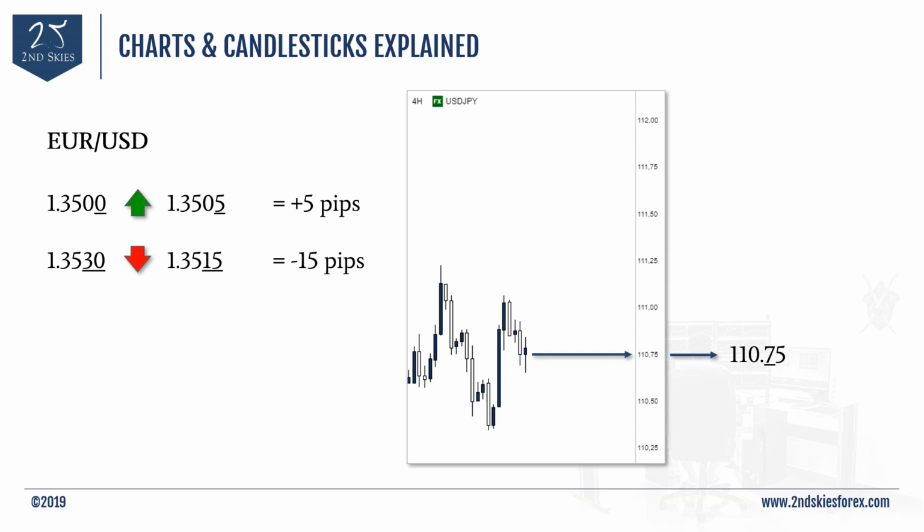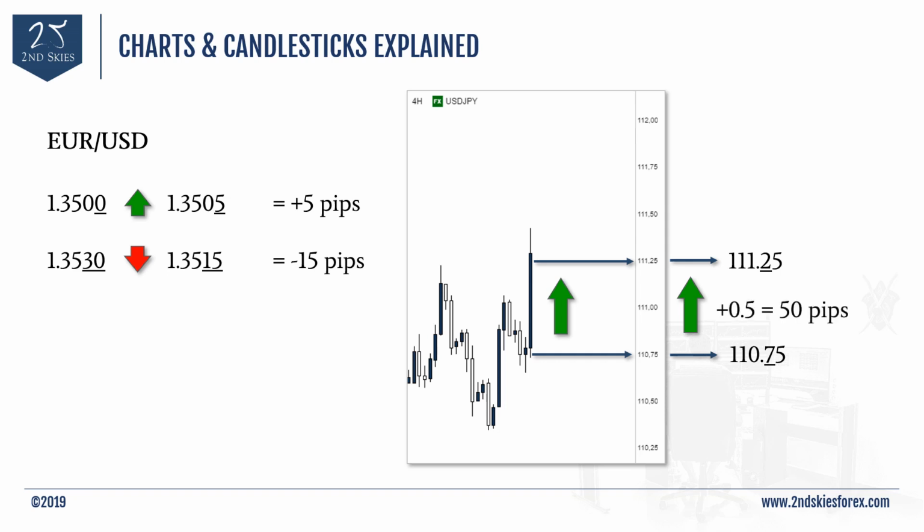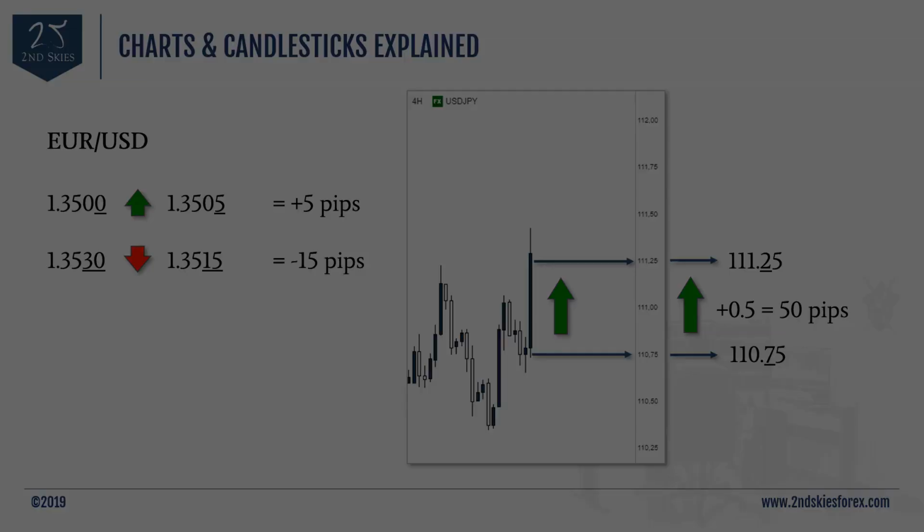To give you an example, here you have the US dollar versus Japanese yen. It's trading at 110.75. It moves, for example, up to 111.25. That's an increase of 0.5, which also equals 50 pips.